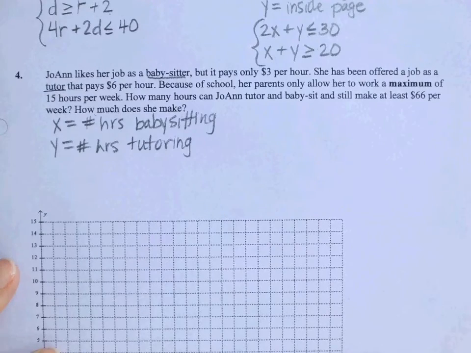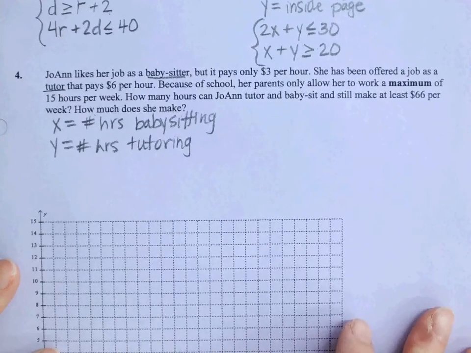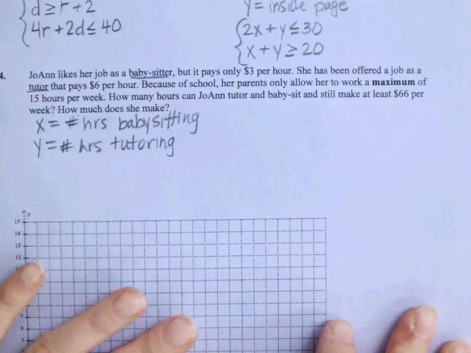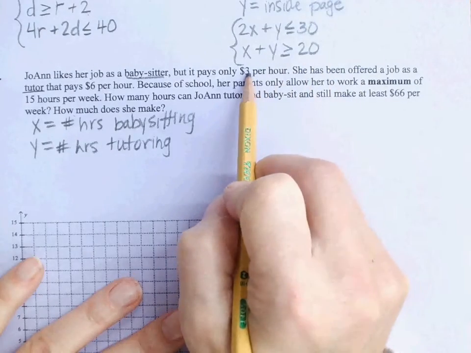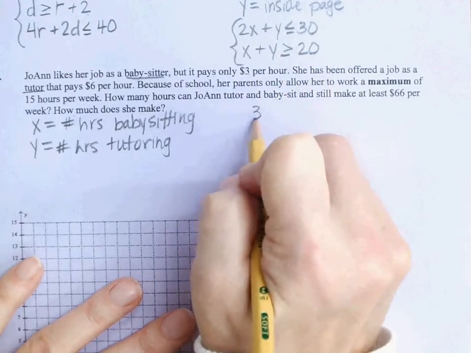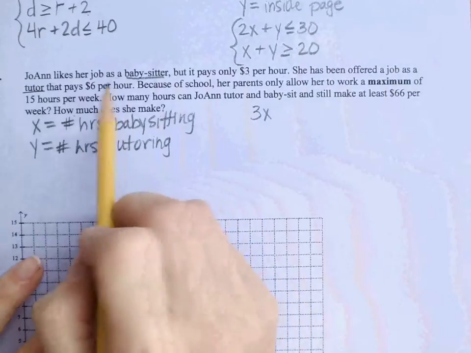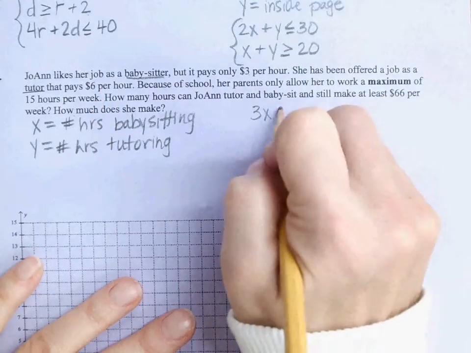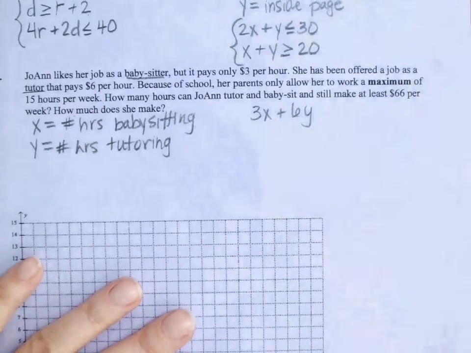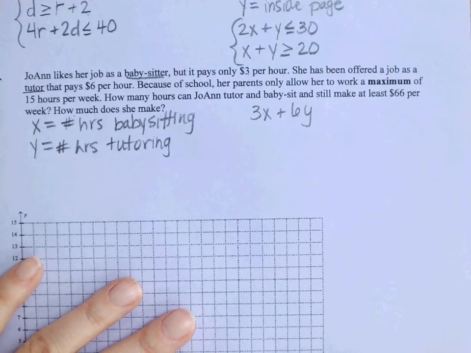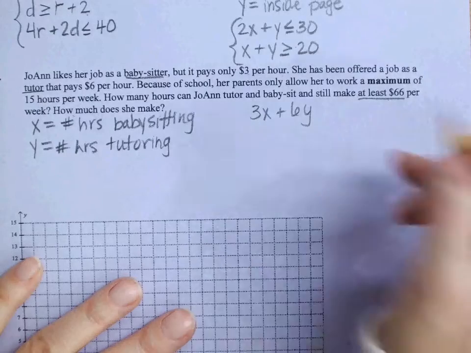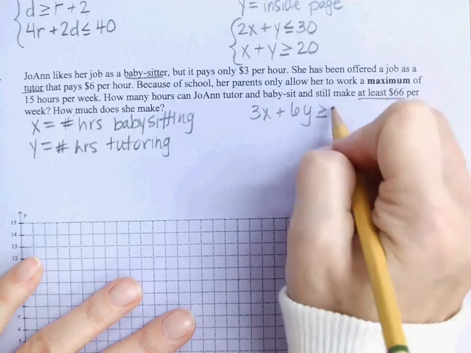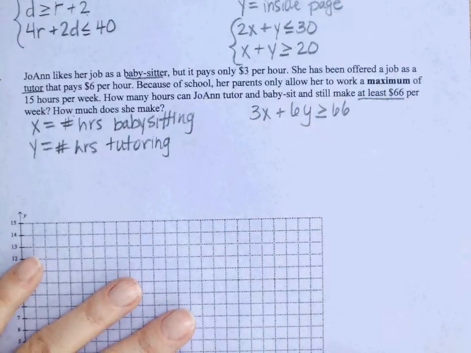Now, the next thing we're going to do is just come up with the 2 equations or inequalities in this sense. Let's go ahead and start with that money inequality. So the babysitting is $3 per hour. So that's my 3X. And then tutoring is $6 per hour. So we're going to add on that 6Y. And so what's the total money that she's looking for? And so here it says at least $66 per week. So she can make more, but at least 66.